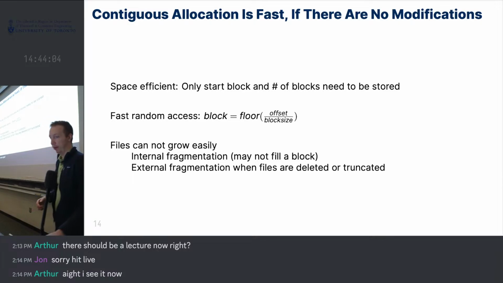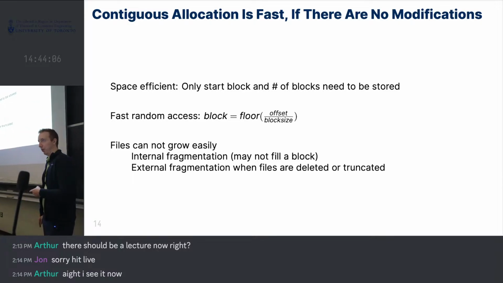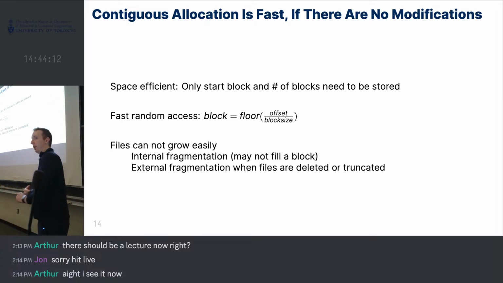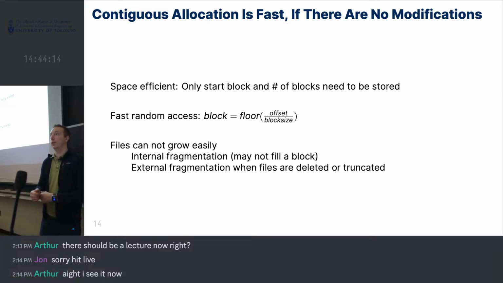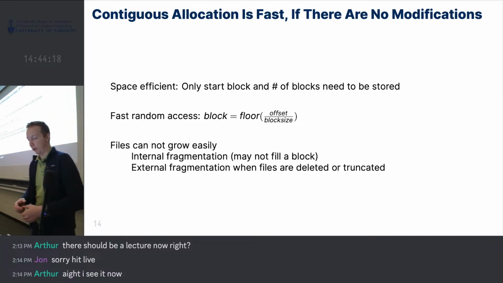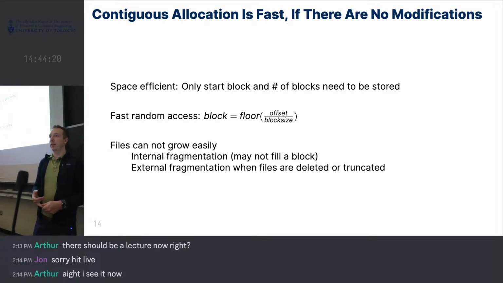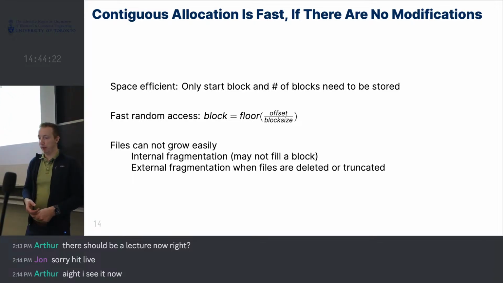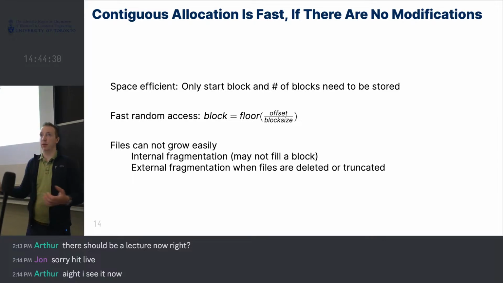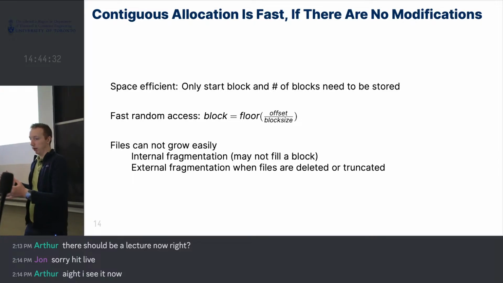So the problem with this is files can't grow easily. They have internal and external fragmentation. That's a new fun term that we will also get into once we talk about memory allocation. Fragmentation basically just means you are wasting space. Internal fragmentation means you are wasting space within a block. External fragmentation means you are wasting space between blocks.